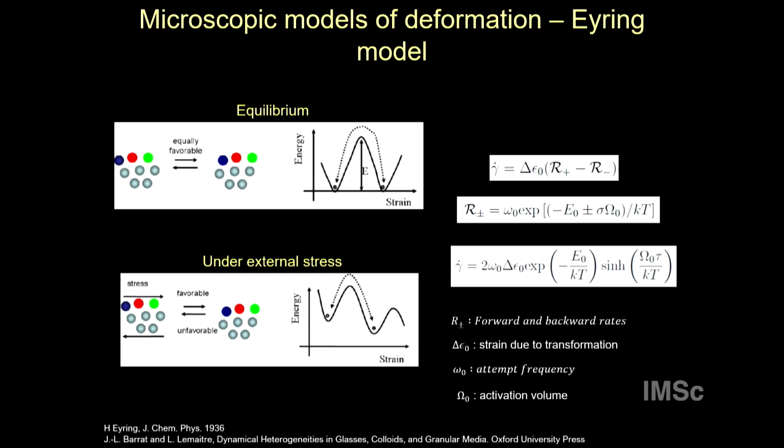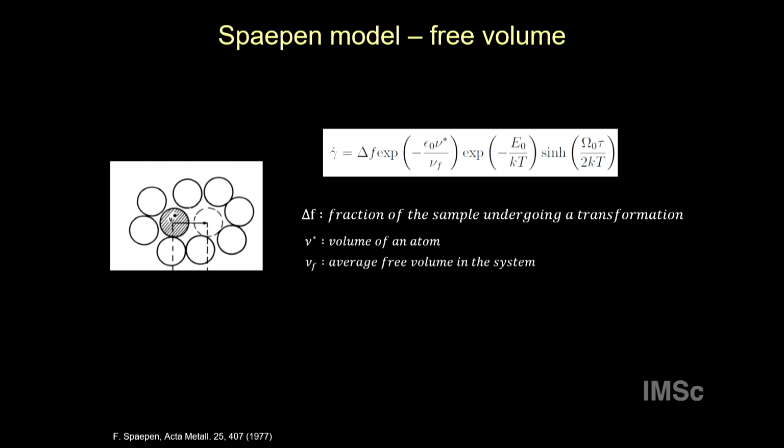So gamma dot is the shear rate, and each transformation gives rise to a strain of delta epsilon naught, and these are the forward rate and the reverse rate. When you apply a stress, you are biasing the forward and reverse rates in different ways, and using these two expressions you can come up with a final expression like this. Omega naught is some attempt frequency, and the big Omega naught is some activation volume. This is a very simple picture that was proposed by Eyring, but then it was modified by Frans Spaepen, in 1977.